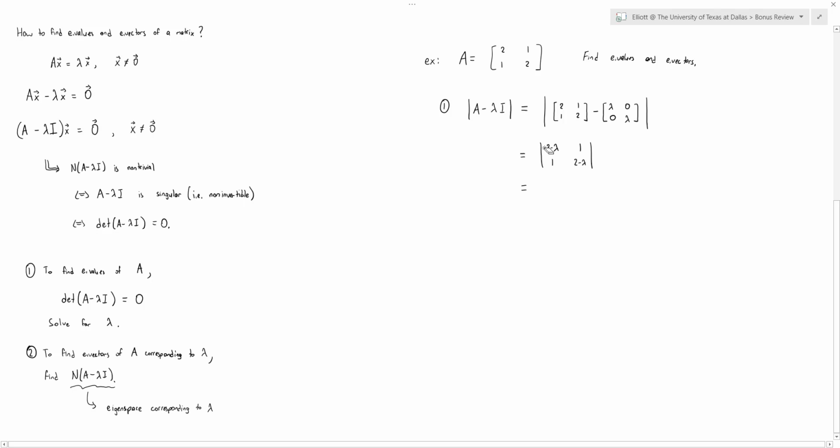And then calculating this determinant is AD minus BC. So it's going to be 2 minus lambda all squared minus 1. Then we're going to set it equal to 0. To solve for lambda, I can just move the 1 over to the other side. If we square root both sides, there are two solutions. So 2 minus lambda could be plus or minus the square root of 1, which is still 1.